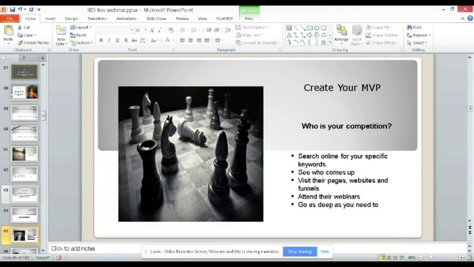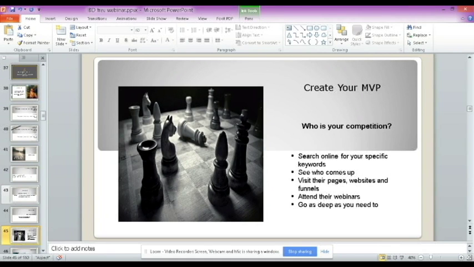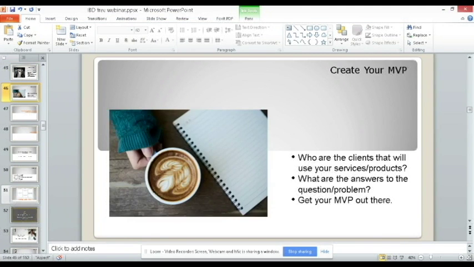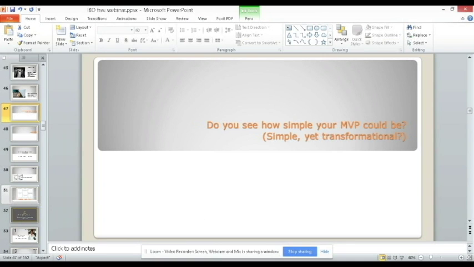Then you go, who is your competition? You're going to search online for your specific keywords, see who comes up. Check out their pages, their websites, go through their funnels, attend their webinars, and go as deep as you need to. You're going to see who are the clients that are going to use your products and services. What are the answers to their questions and problems? And then you're going to get your MVP out there. Okay, so do you see how simple your MVP could be? Simple yet transformational.